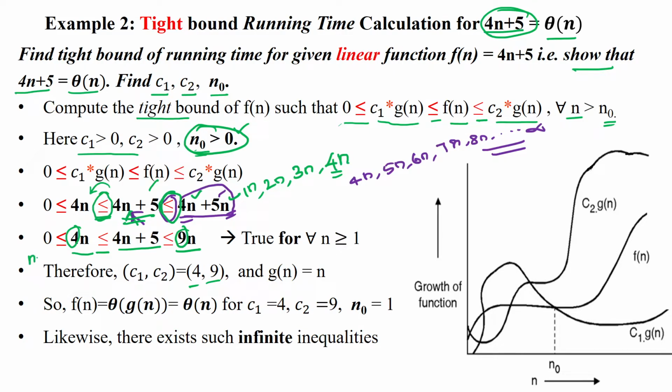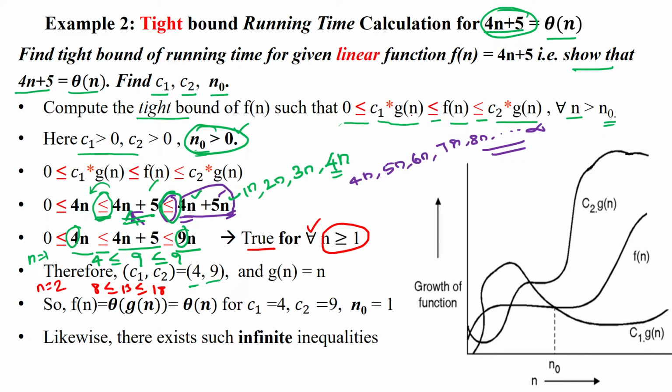When we substitute n equal to 1, here it will be 4, then here 9, less than or equal to 9, which is true for n equal to 1. Likewise, when we substitute n equal to 2, 4 into 2 is 8, less than or equal to 8 plus 5 is 13, less than or equal to 9 into 2 is 18. So this is also true. From this we can define that for all n greater than or equal to 1, this function will satisfy the given criteria.